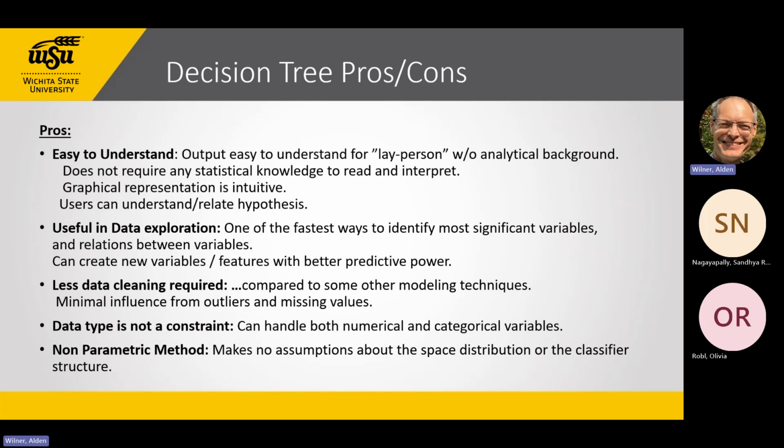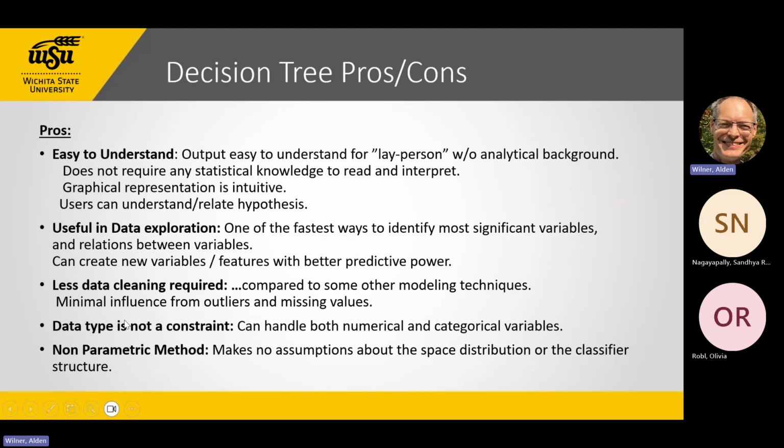There's less data cleaning required in a decision tree compared to many other modeling techniques, right? If we start doing principal component analysis, we have to normalize everything. We have to make sure it's all scaled the same. We have to, in some cases, start doing kernel tricks and so on and so forth to be able to get our support vector machine working, things like that, right? So we have less data cleaning. We're just letting it make the decisions, right? It's got minimal influence from outliers.